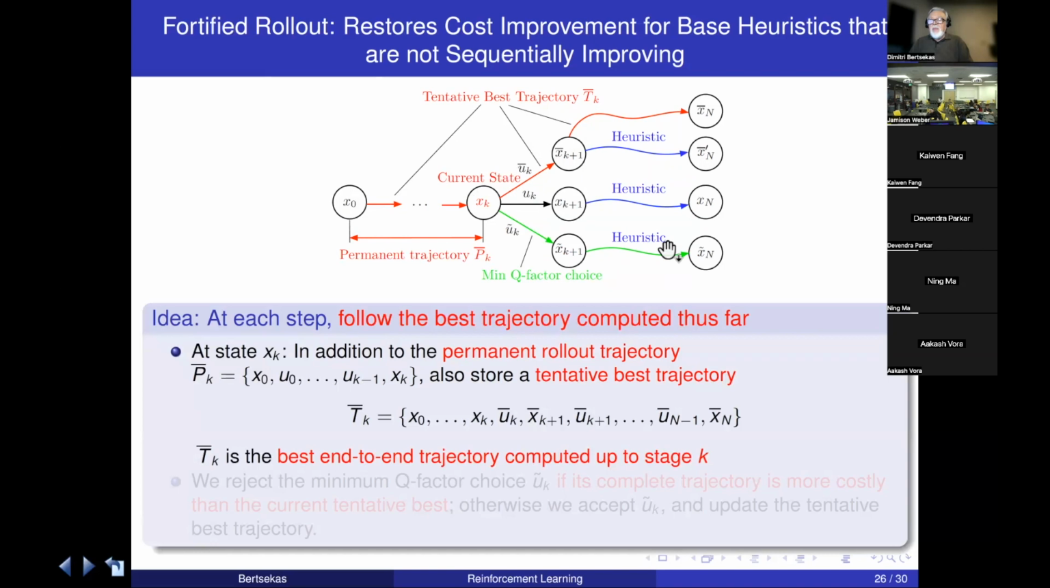And then we compare the cost of this with the cost of the best trajectory that we have found so far. If this green trajectory is worse than this red trajectory, we don't take this step as rollout suggests, but rather we take this step that keeps us on the best trajectory. So let me describe this in terms of these bullets. In addition to the permanent trajectory, we store a tentative best trajectory, this T_k bar here.